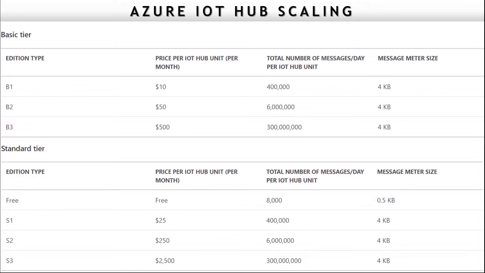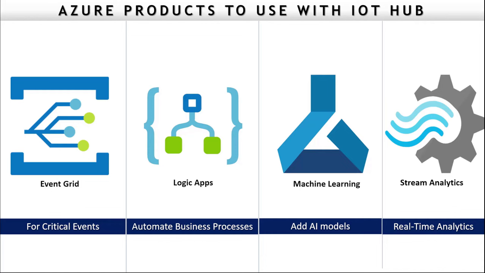Now, Azure IoT Hub is the first step. You are going to send a message, and the message comes to Azure IoT Hub. Then Azure IoT Hub can be the pipeline, and you can connect to many other features of Azure. For example, we have Event Grid. Event Grid enables your business to react quickly to critical events in a reliable, scalable, and secure manner.